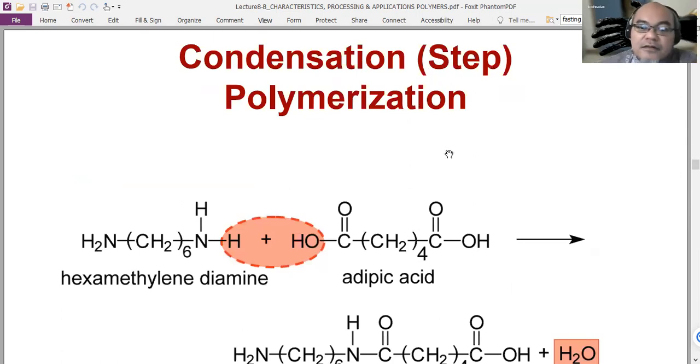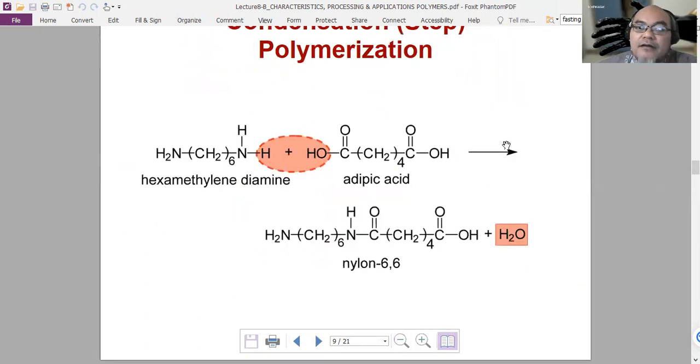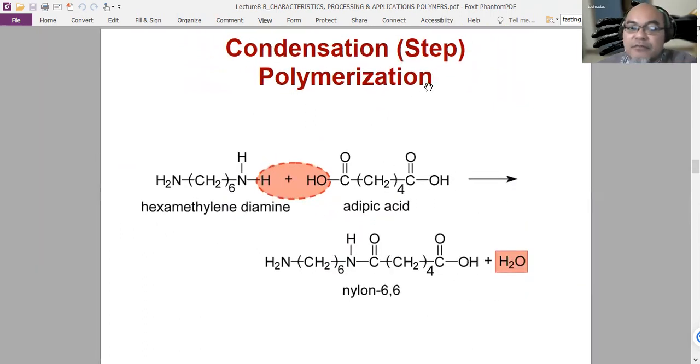And then condensation is another polymerization process, where the H of one of the monomers binds to the OH, the hydroxyl functional group of the other. Then it is released as water, while the two monomers bind to form a new polymer. So this is the formation of nylon 6,6 from hexamethylenediamine binding to adipic acid.